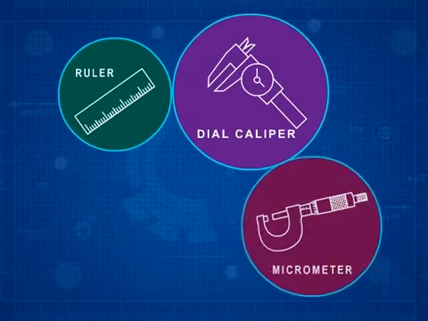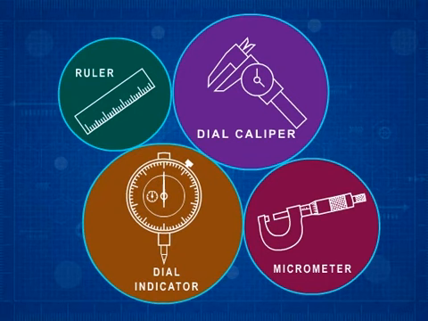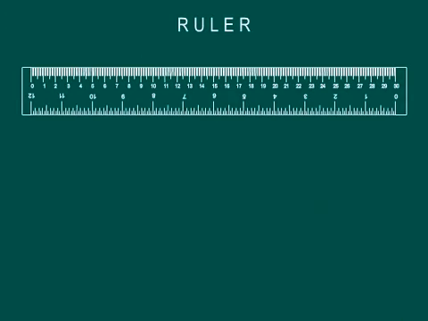In this video, we will explore 4 industrial measuring tools: rulers, dial calipers, micrometers, and dial indicators. Let's begin with the simplest type of measuring tool, a straight-edge ruler.